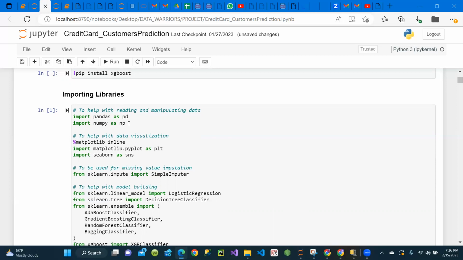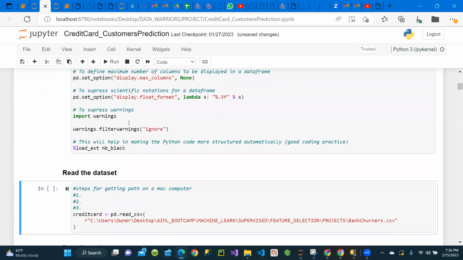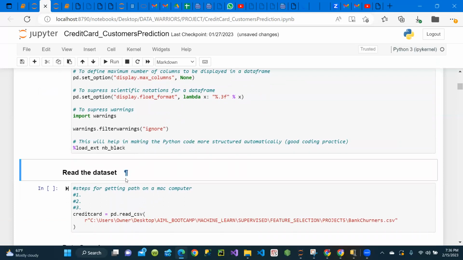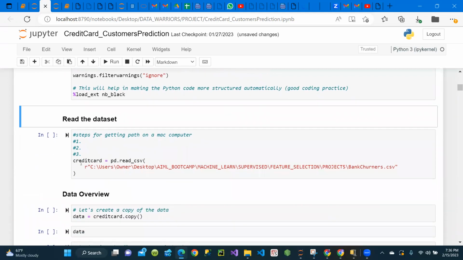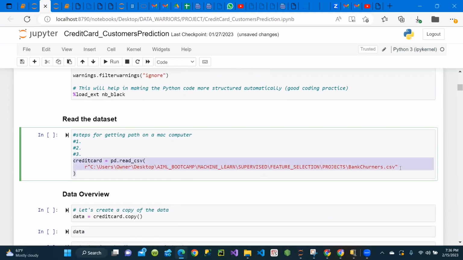Importing libraries is always step number one. After importing libraries, you load the data. Step number two, read the data set or load the data set. Read and load are the same. This is the code for loading the data set. This is the pandas command for loading CSV data. And this is the path, the address where your file is. You know where your file is, but you don't know how to get the path using a Mac computer.